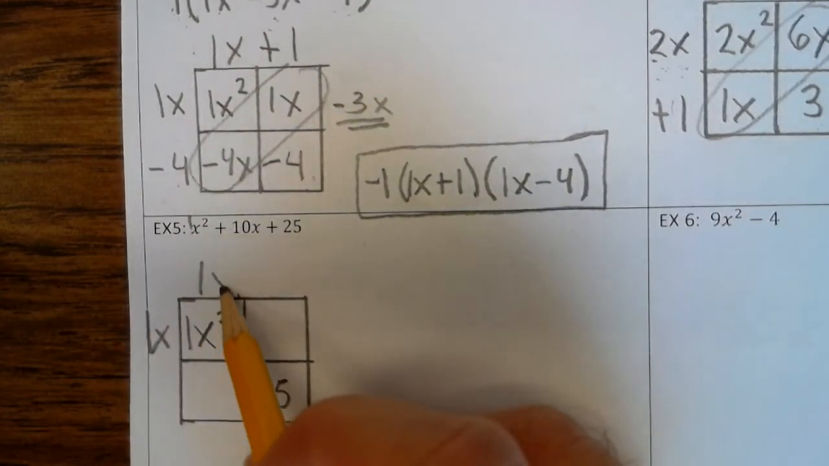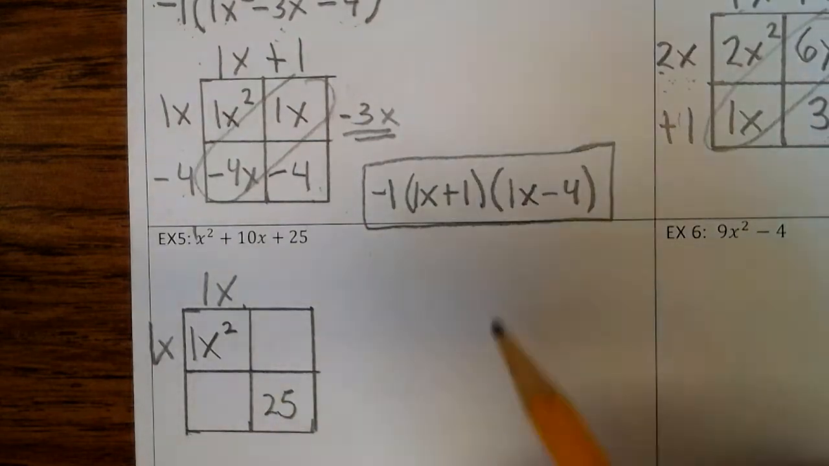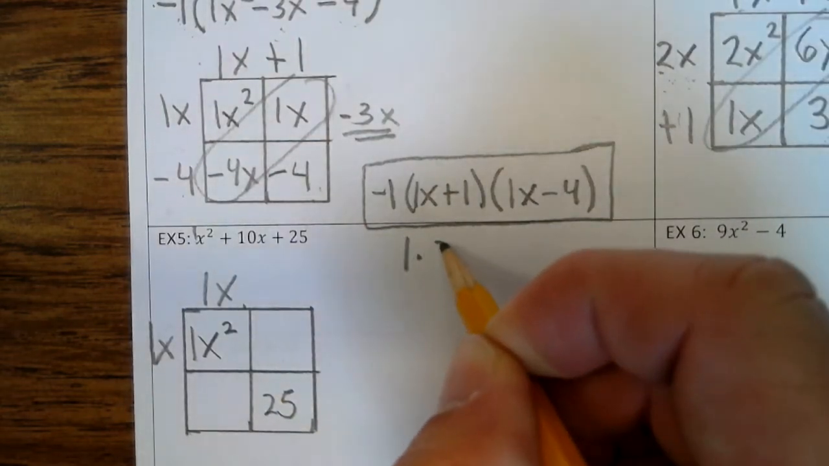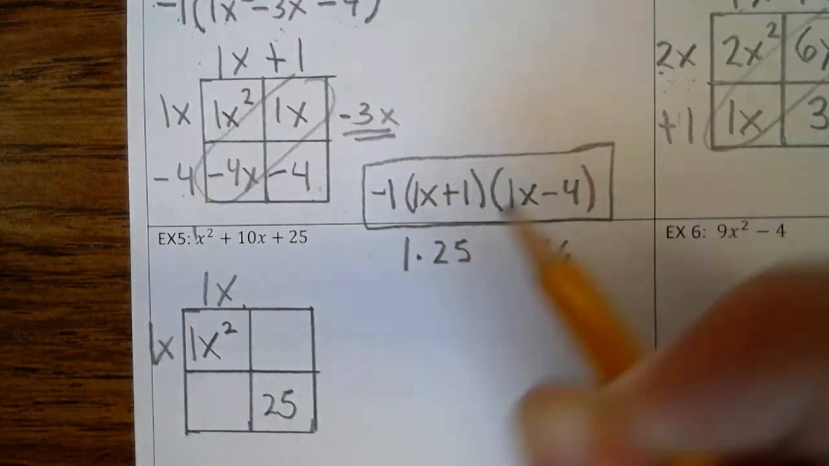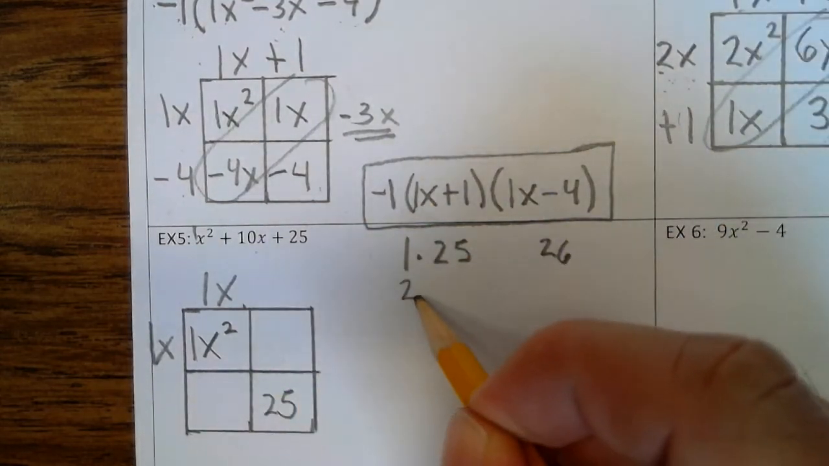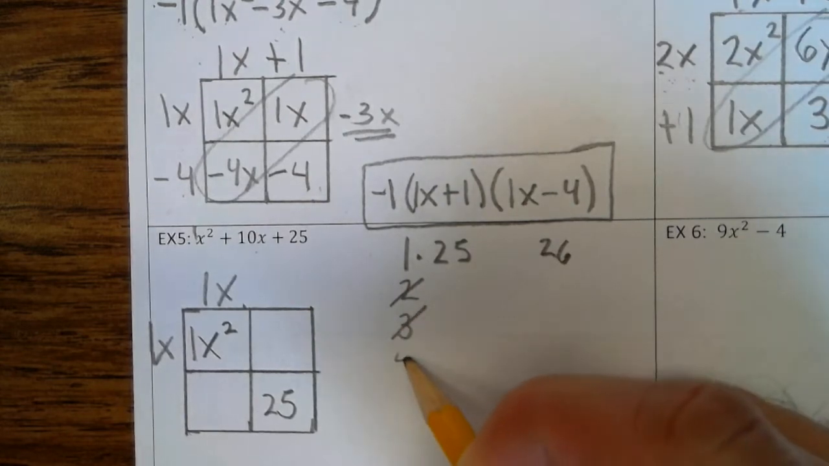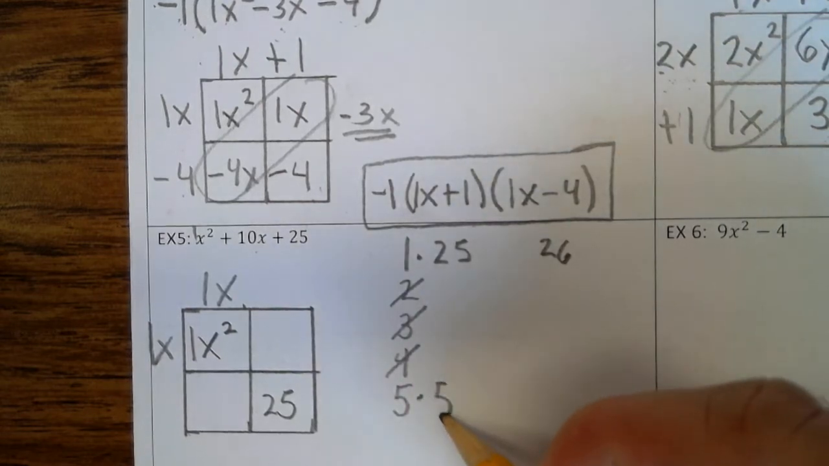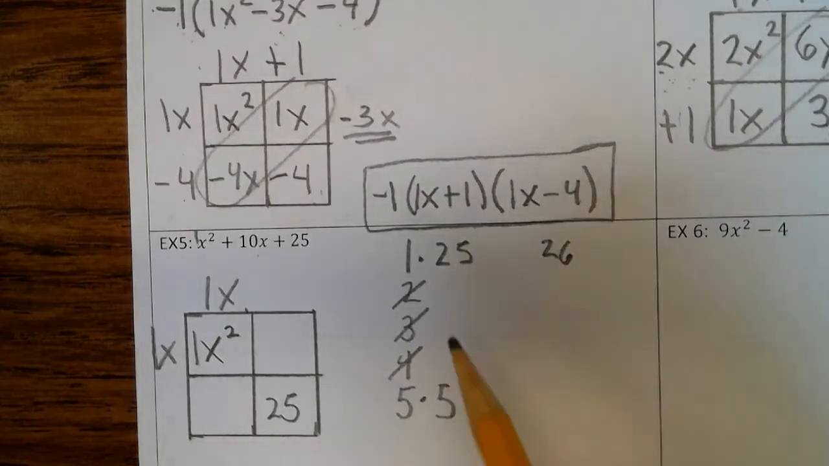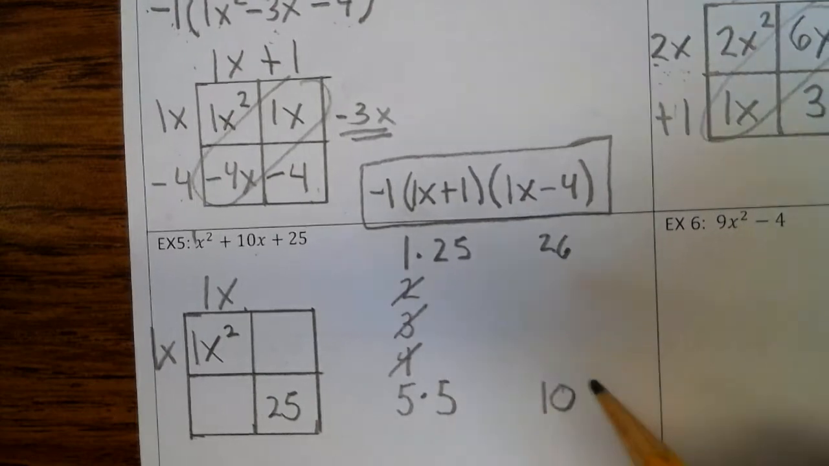Whenever you have 1x and 1x, it makes factoring easier, okay? So now we have to find out what combination gives us 25. So 1 times 25, that combines to be 26, so that's not the middle term of 10. 2 doesn't work. 3 doesn't work. 4 doesn't work. 5 times 5. Notice I went through all the factors. Don't play a guessing game. Just start with 1, then 2, then 3. Always go through all the factors. It's easier to find them. 5 and 5 is 10.